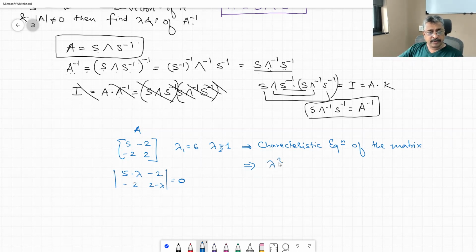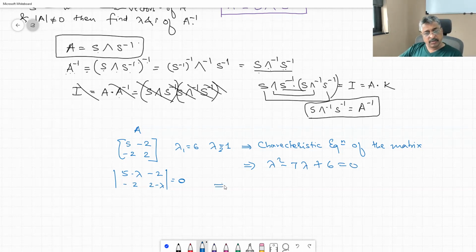So lambda square minus 7 lambda, minus 7 lambda, minus how much? 5 times 2 is 10, 10 minus 4 is 6. This is our characteristic equation.